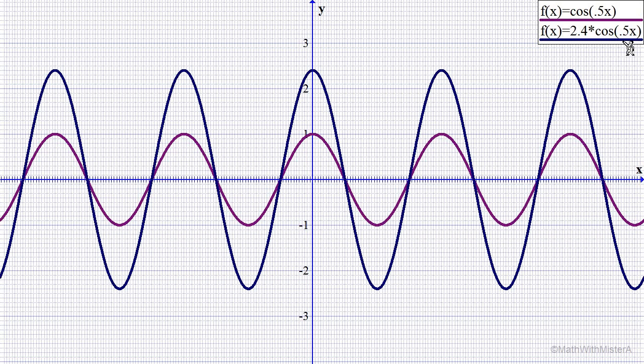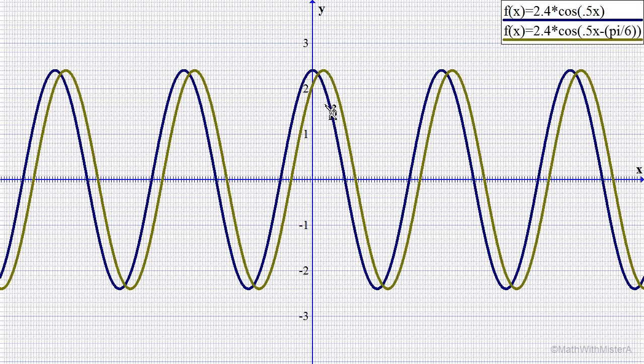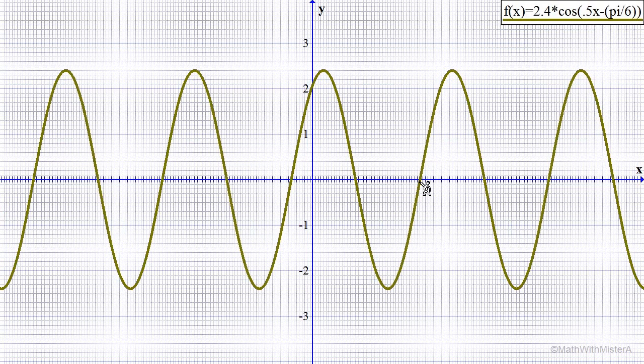We had, inside the cosine, 1/2 x minus pi over 6. We did the math and showed that it's a phase shift of a positive pi over 3. That's 60 degrees. So I'm going to take this last graph and shift every point to the right by 60 degrees, and there's our final transformed graph.